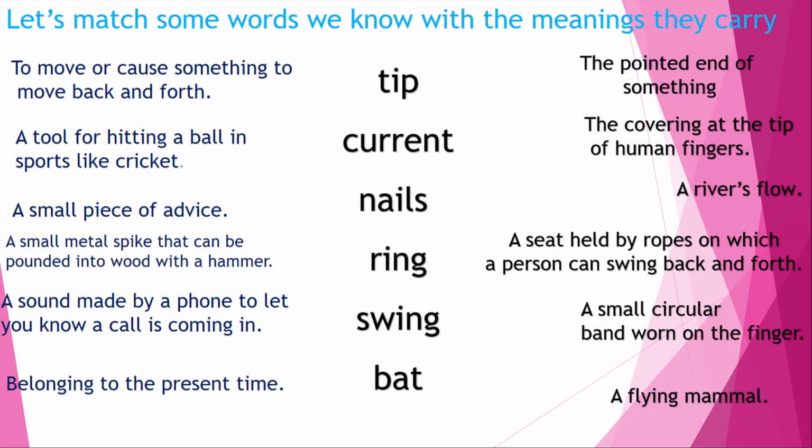Right, so the first one: to move or cause something to move back and forth. That's the first meaning, and you could think about what word that might go with off the top of your head. A tool for hitting a ball in a sport like cricket. There's another meaning there. A small piece of advice. Another one: a small metal spike that can be pounded into wood with a hammer. Again, because you may know these words, some of the meanings may come to you as soon as you hear them.